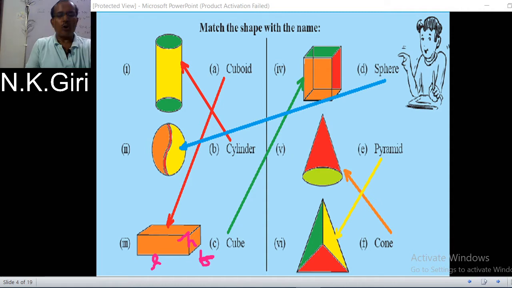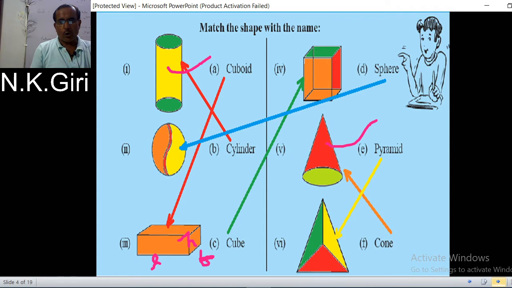Now we come on cylinder. This is a cylinder. We have to match the figure, and it is the sphere. It is also like a ball. We come on cone, this is cone, like the birthday cap, and pyramid. These all figures are three-dimensional shapes. So we have to study about the three-dimensional shapes.